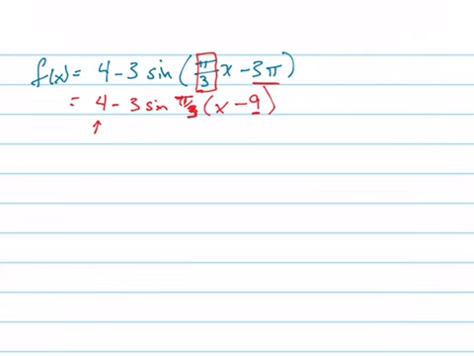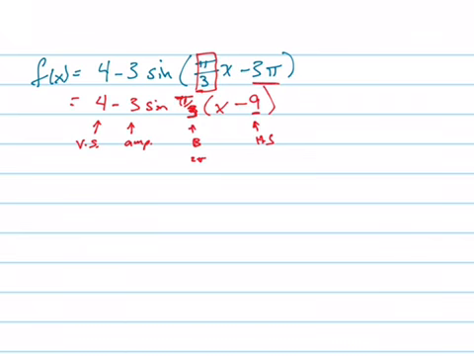This is my vertical shift. This is my amplitude, or has to do with my amplitude. This is my phase shift, or my horizontal shift. And this is my b, which relates to 2 pi over the period.